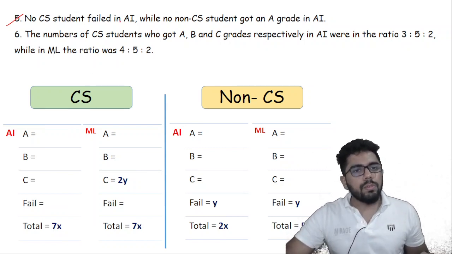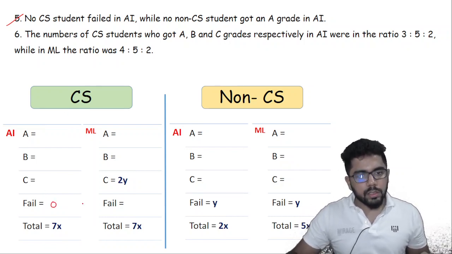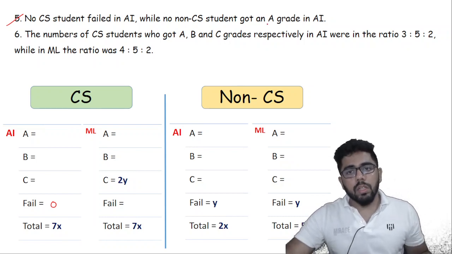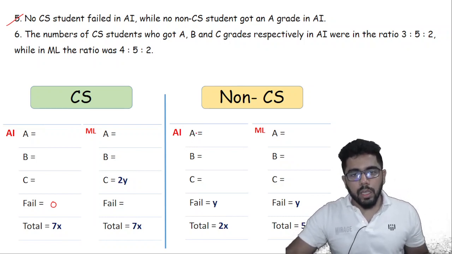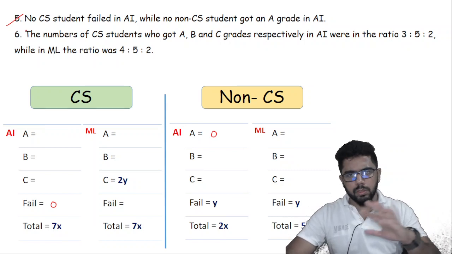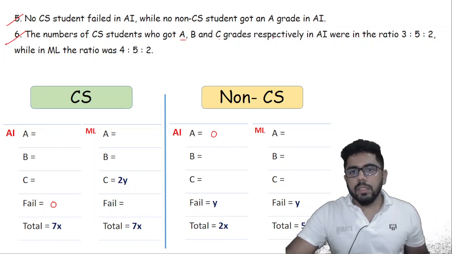No CS student failed in AI. So CS students failing in AI is 0. And no non-CS student got an A grade in AI. So non-CS AI A grade is again 0. Statement 5 is done. We'll not come back to these statements. Completely done.